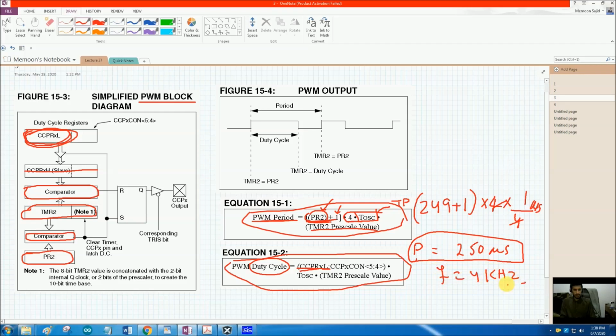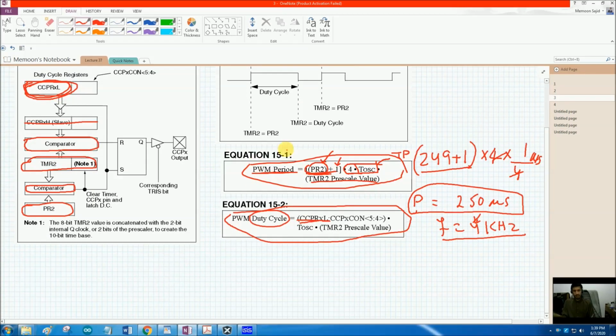In this case we are going to use this value of 249, just a random value. I just selected a random value and wanted to see whether a 4 kilohertz frequency is going to be generated or not. Then in case of the duty cycle, if we use the same formula, we can see that the duty cycle in microseconds will be equal to CCPR1L concatenated with CCP1CON bits 5 and 4.